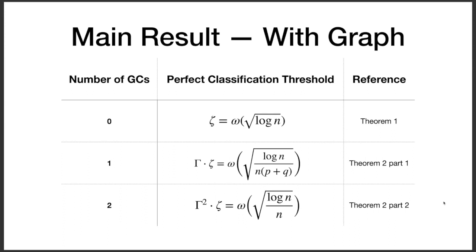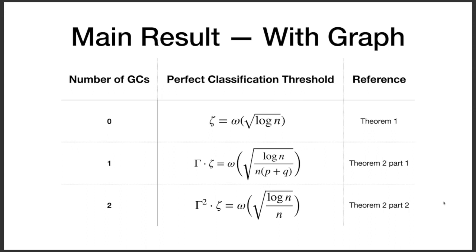As we saw before, when no convolutions are used, the signal in the mixture needs to scale faster than square root log n. For a neural network with one convolution, the product of the signals in the graph and the mixture, that is gamma times zeta, needs to scale faster than square root of log n over the average degree. Note that n times (p plus q) is just 2 times the average degree. So the conclusion here is that if the graph signal gamma is good enough, say for example gamma is larger than 1 over the square root of expected degree, then a network with one convolution can perfectly classify the data in a wider regime compared to a simple MLP with no graph convolutions.